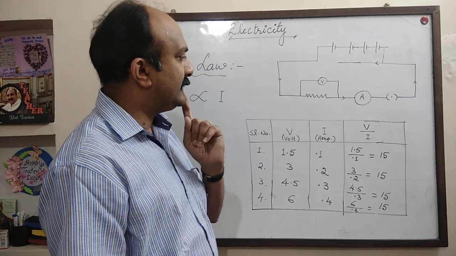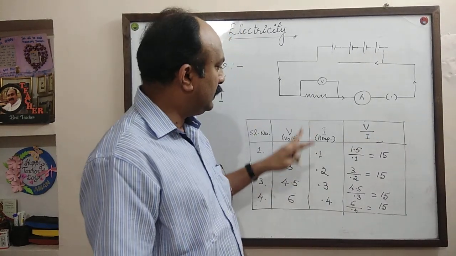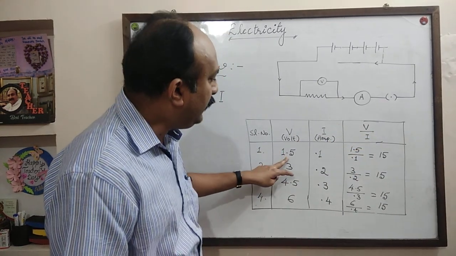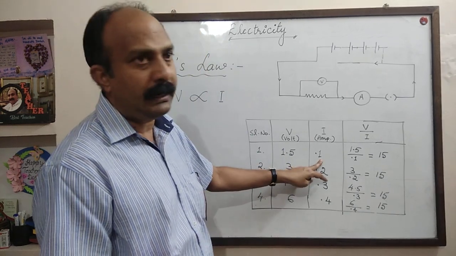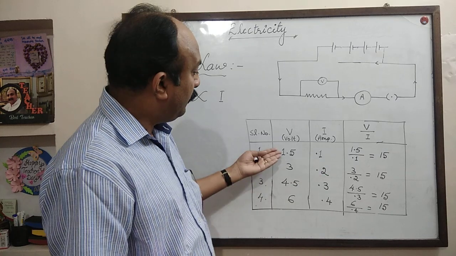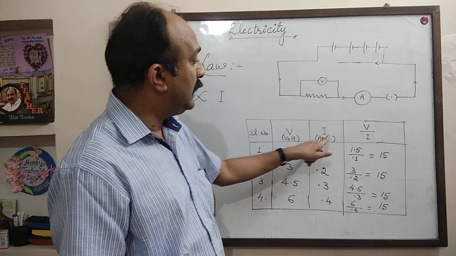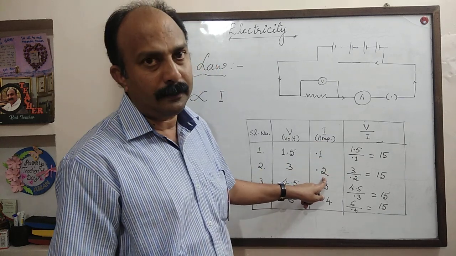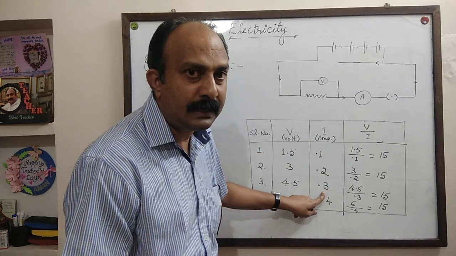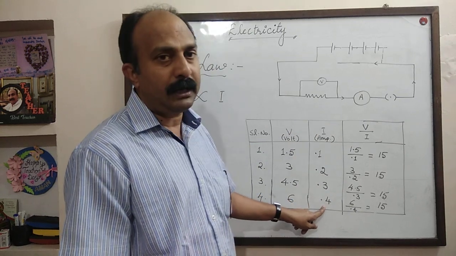The notable point is that everywhere you got the same value of V upon I. When V increases, this is the first reading, 1.5 and 0.1. When V became double here, you see, I will also become double. When V becomes thrice, I will also become thrice. When V becomes 4 times, I will also become 4 times.